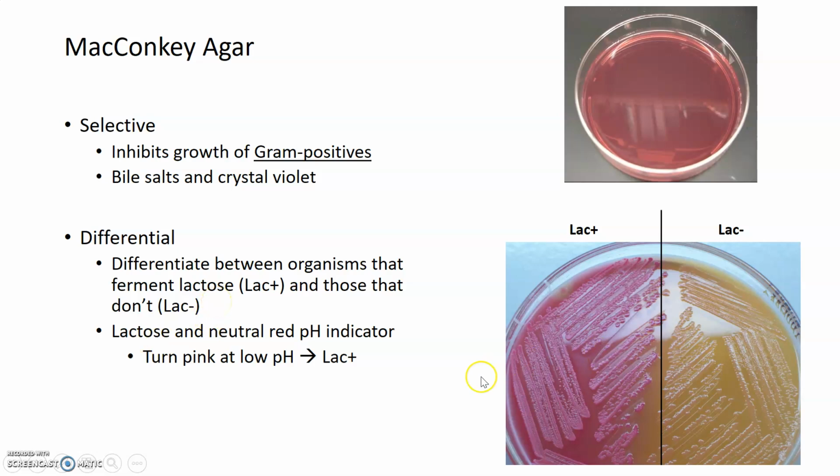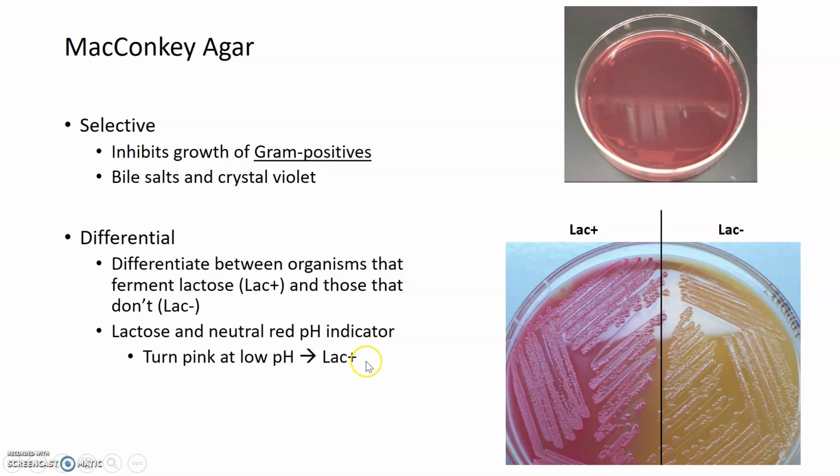And the way that MacConkey does this is using a pH indicator called neutral red and the sugar called lactose. By incorporating lactose and neutral red into the media, you give a lactose fermenter the potential to ferment lactose. When that happens, the pH of the media will drop because it produces lactic acid, and neutral red will turn this dark pink red here on the left.